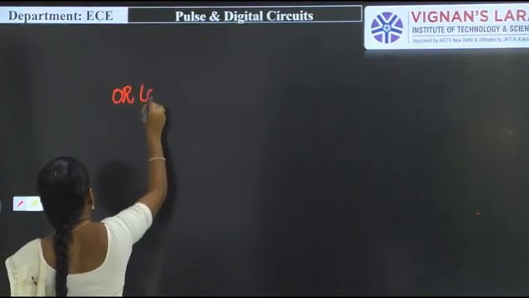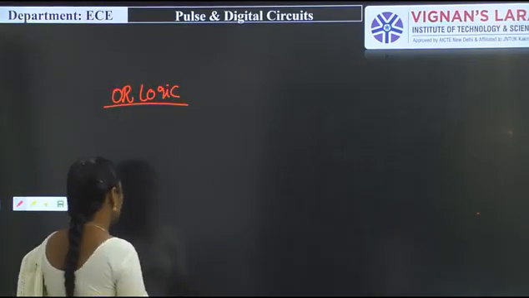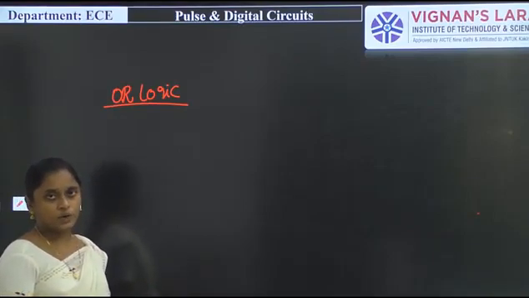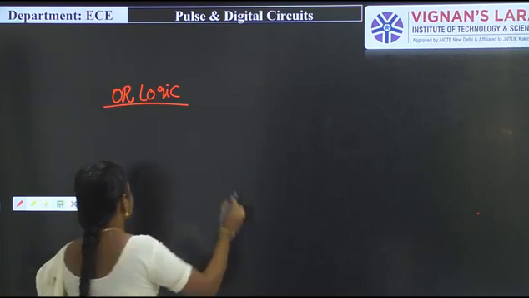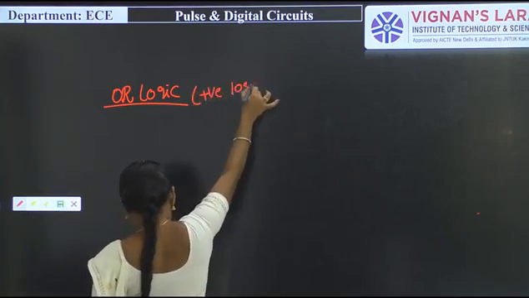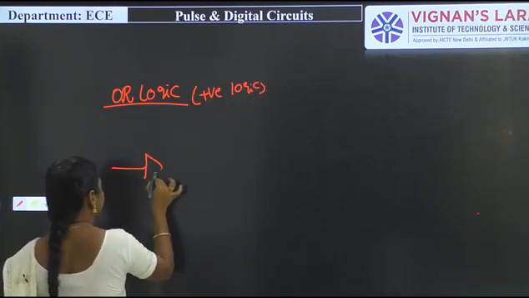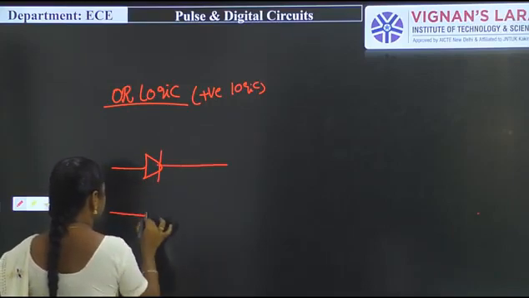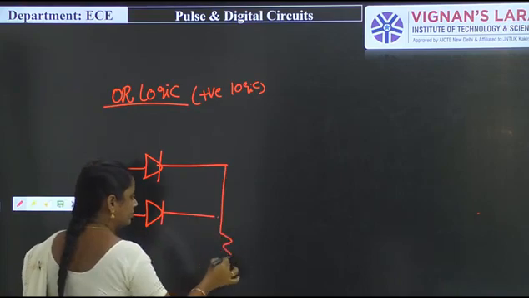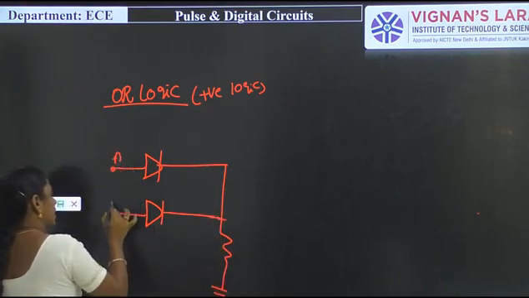By using DTL logic, that is diode logic, we have to design only the AND gate and OR gate. So first we have to discuss OR positive logic. Same circuit, but here we use a positive logic. So this one is A and B.